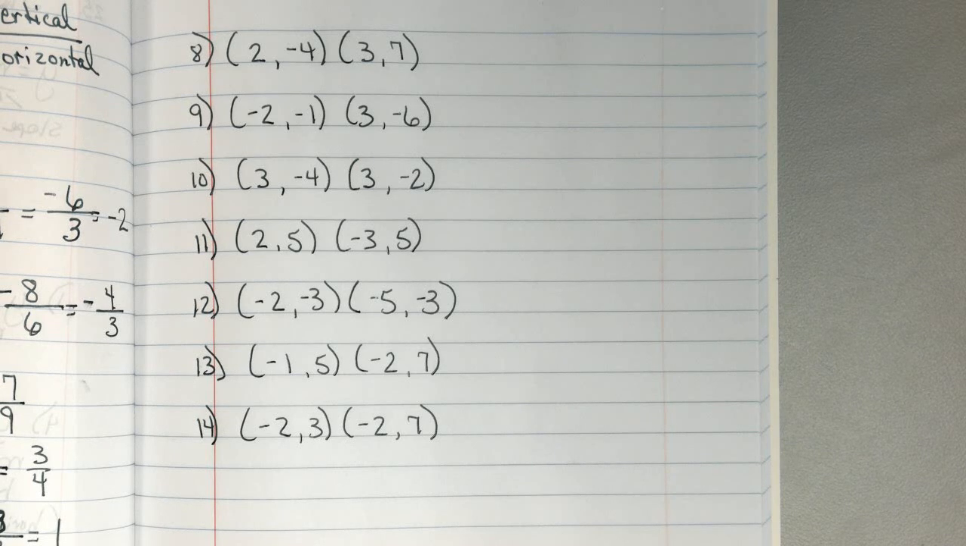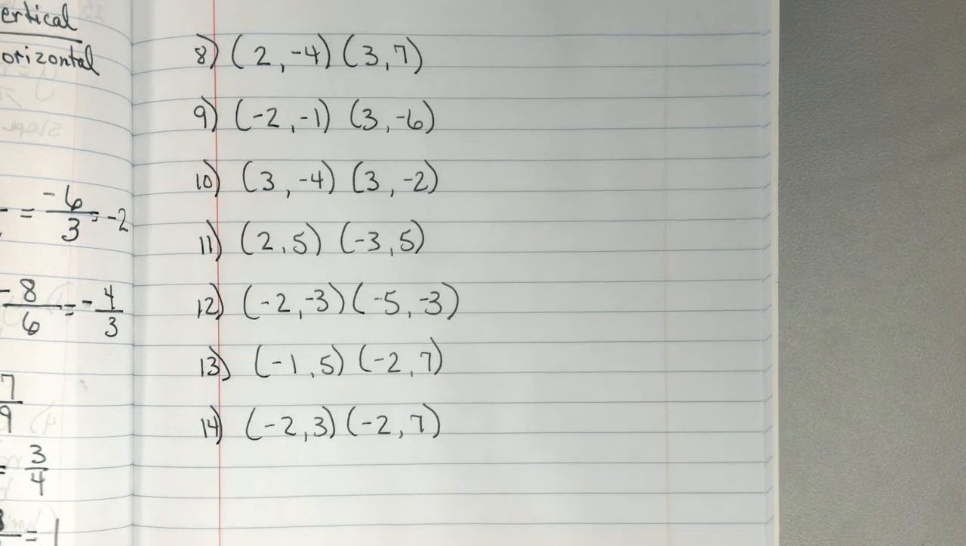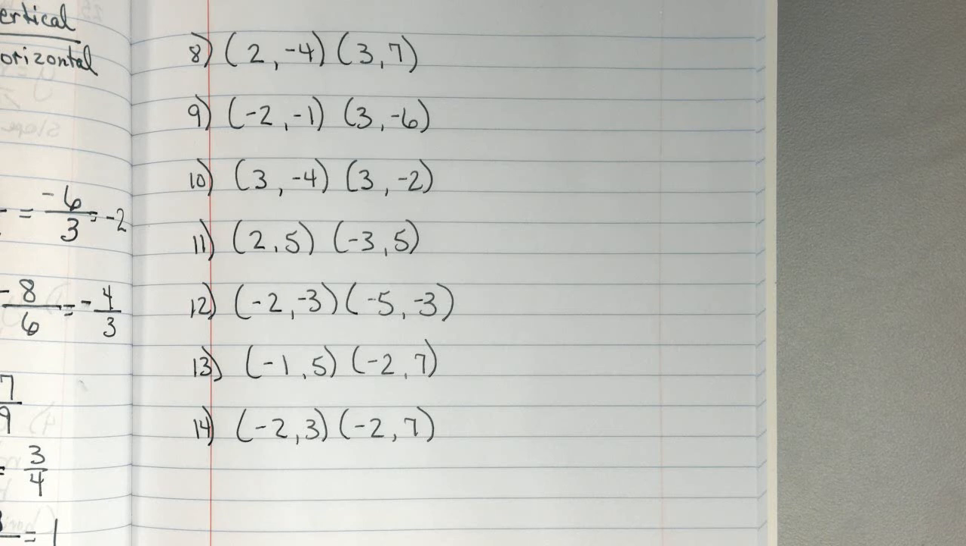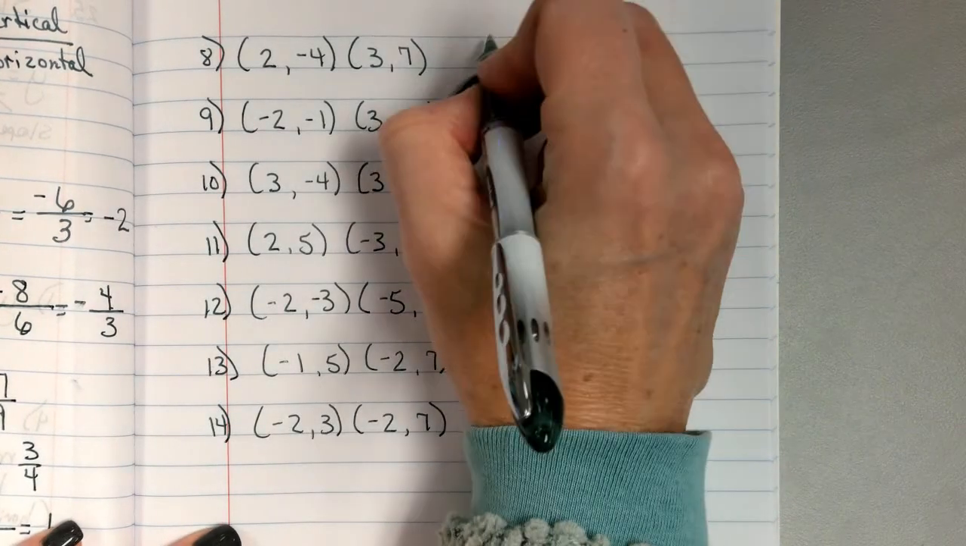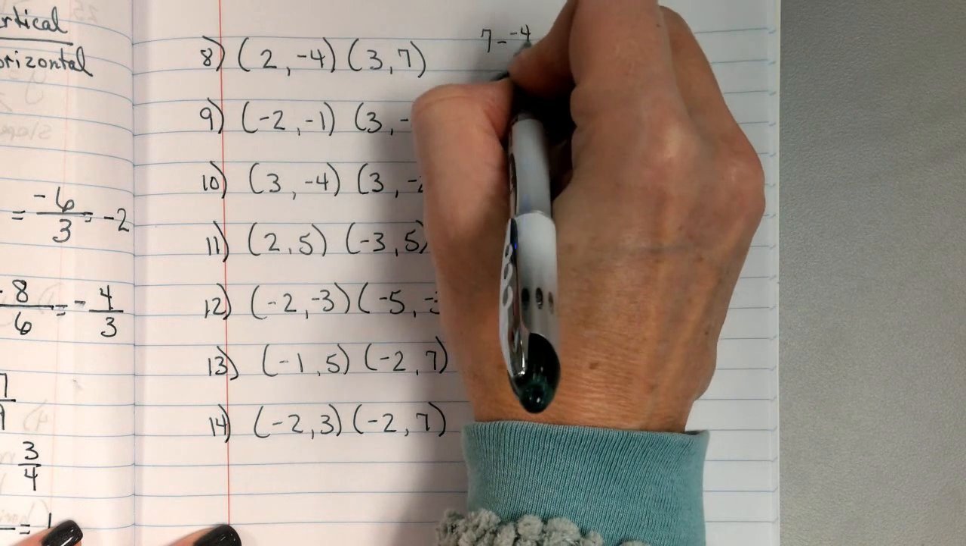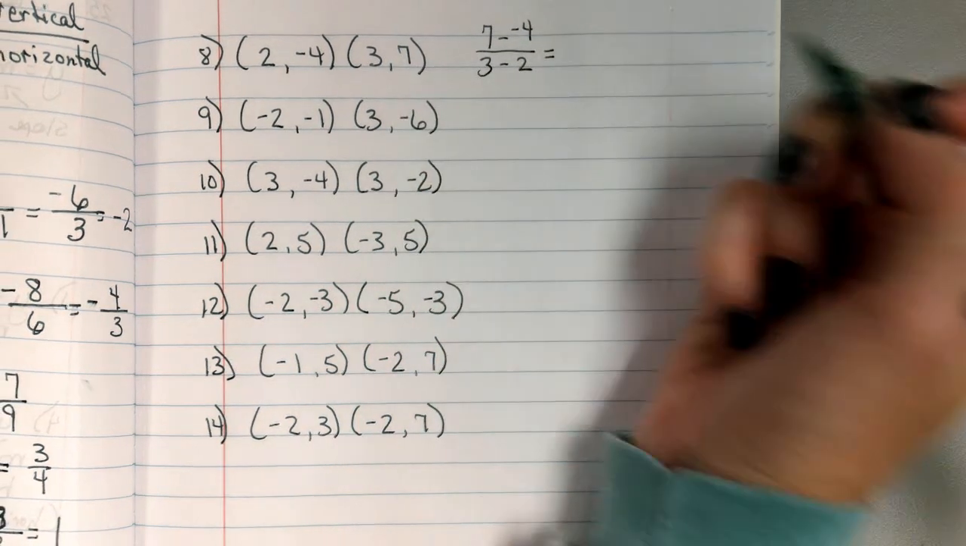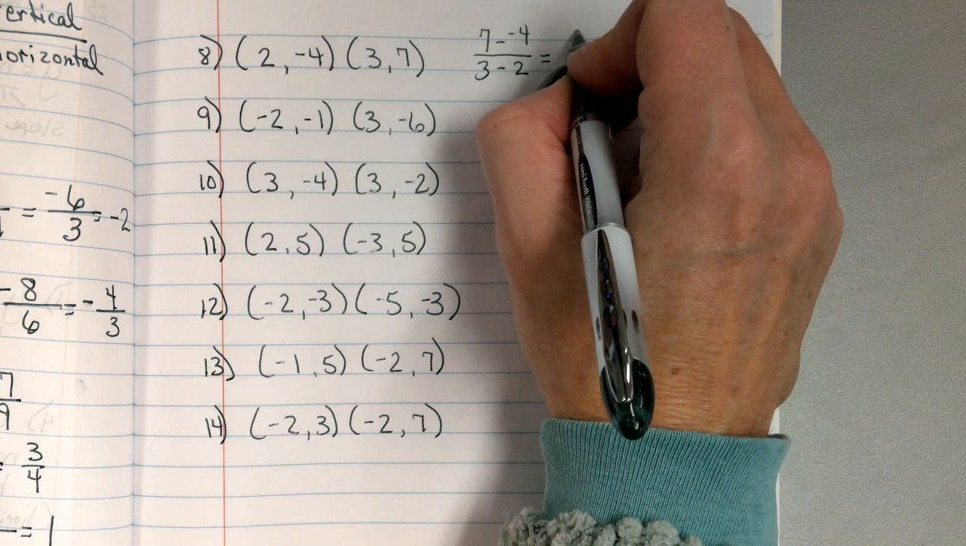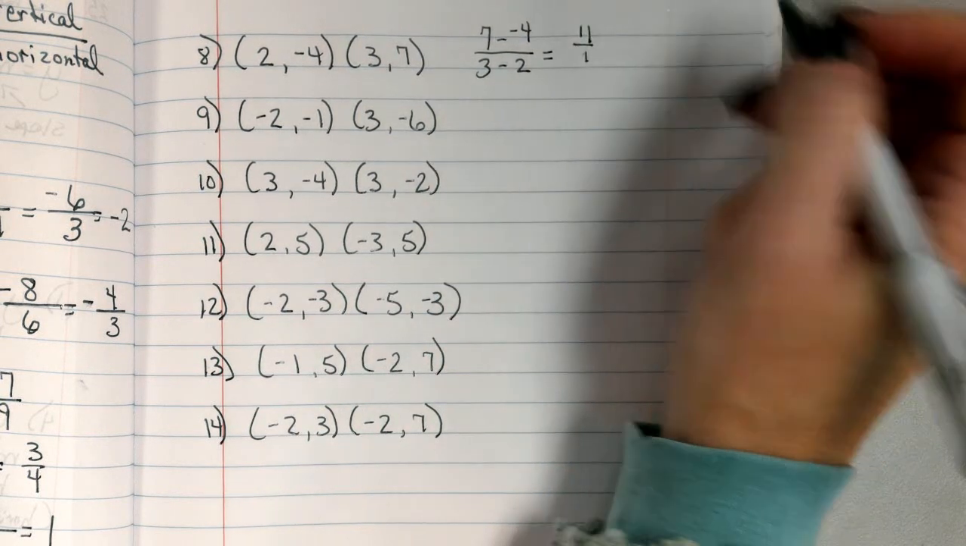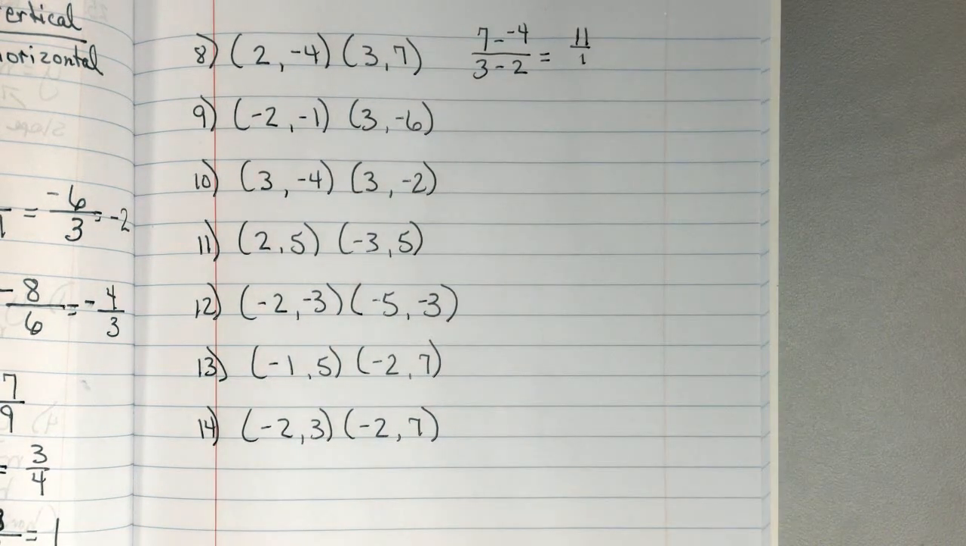All right, let's look at what we got. So let's see. Grace, what about number 8? How'd you set it up? I did 7 minus negative 4 over 3 minus 2. All right, and what did that give you? 11 over 1. Yeah, and you could write it as just 11, or you could leave it as 11 over 1, either way. How many got 11 for that one?